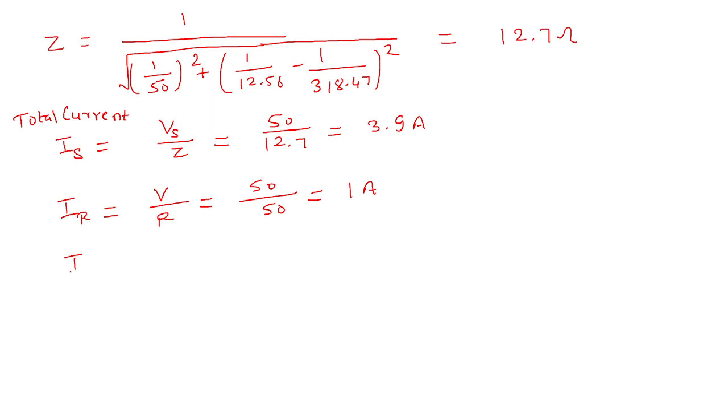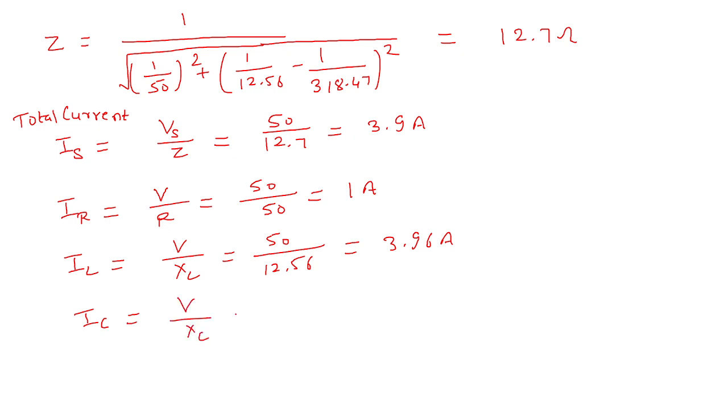To calculate the current through the inductor, that is V divided by XL. V is 50. XL is calculated, which is 12.56. If you simplify it, you will get the value 3.96 ampere. For calculation of IC, it will be V divided by XC, and V is again 50, and the capacitive reactance is 318.47, which gives 0.16 ampere.